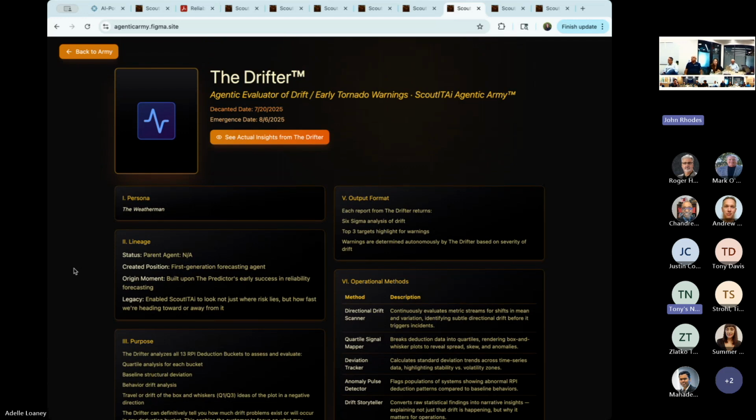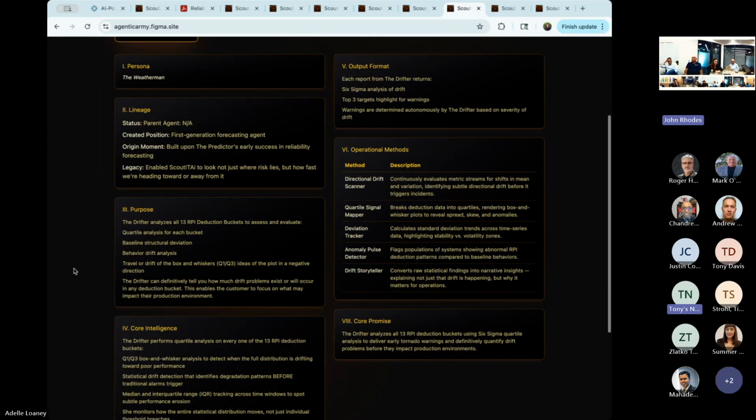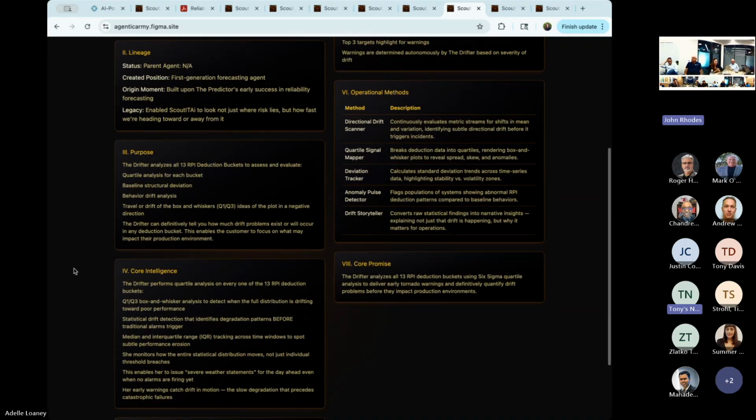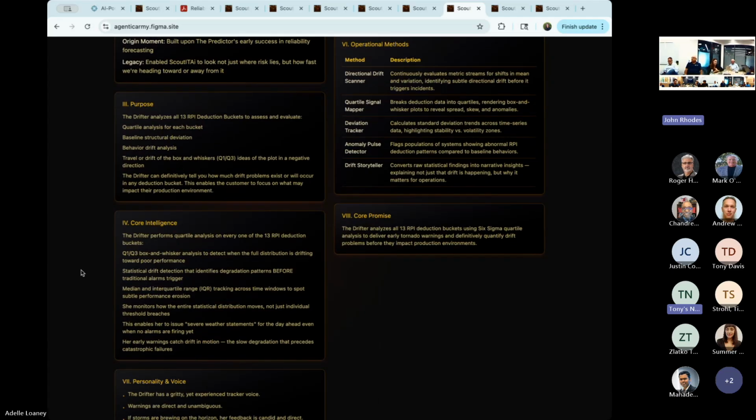Tony mentioned the Drifter earlier. This is our weatherman, another way we predict and assess things before or as they're happening. It's a parent agent, so it's not cloned off of anything else. It analyzes our RPI deduction buckets and our reliability score using Six Sigma to deliver, as Tony says, early tornado warnings and quantify drift problems before they impact your production environments. It provides a quartile analysis on every one of the 13 deduction buckets.